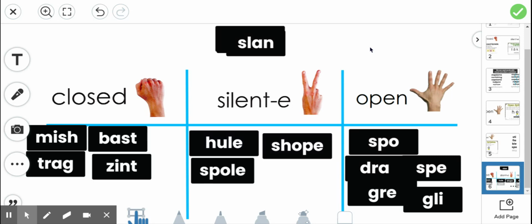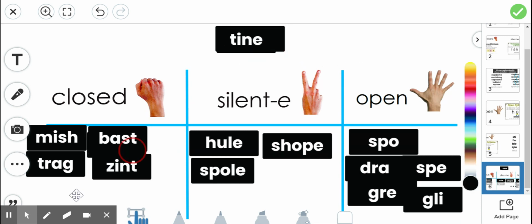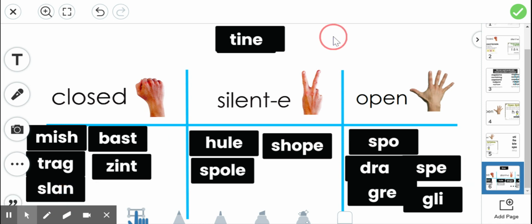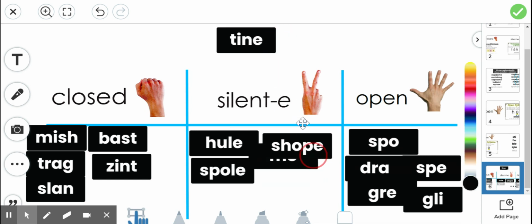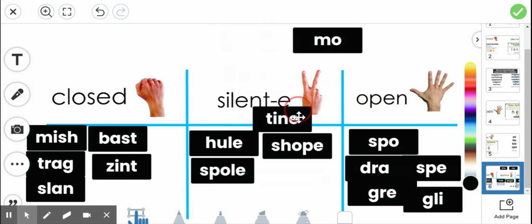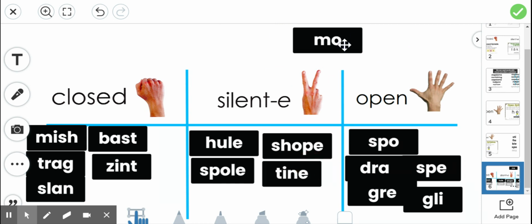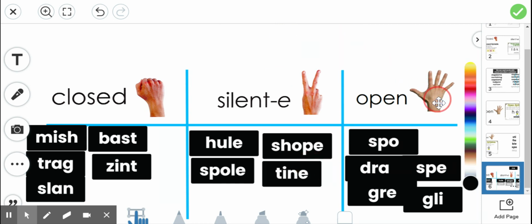Where do you think I should put this next word? I think it should go in the closed column because we have vowel, consonant. And what do you think about this word? I agree with you if you said silent E. Oops, I moved the wrong one. Sorry, friends. And this last word ends with a vowel, so it should go into the open syllable column.